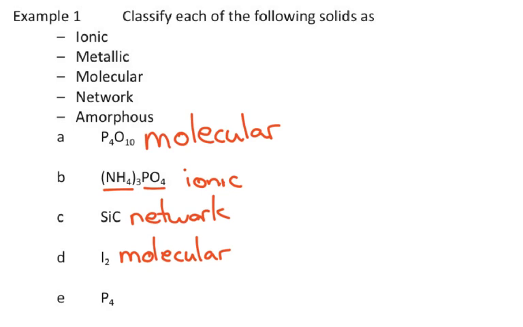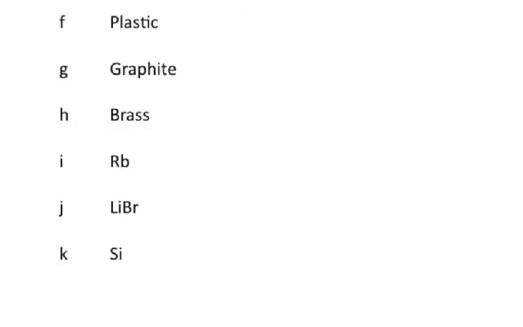We have the same situation with P4. This is another molecular solid, so we can just classify that without going through the last half. Plastic. Plastic is like glass. Plastic can be melted, bent, shaped how we want. It does not have a discrete shape. Plastic is an amorphous solid.